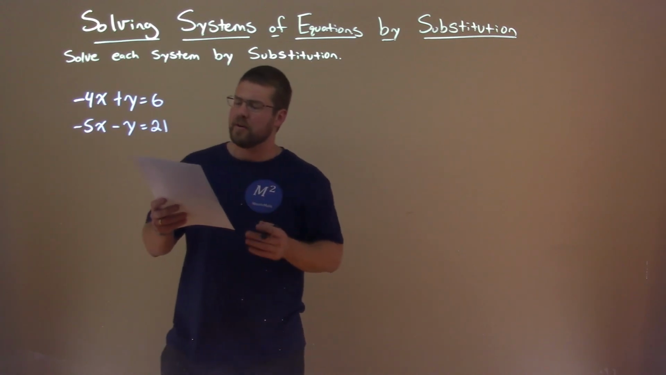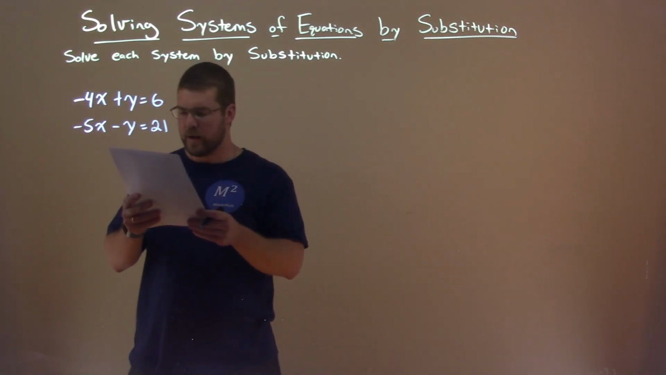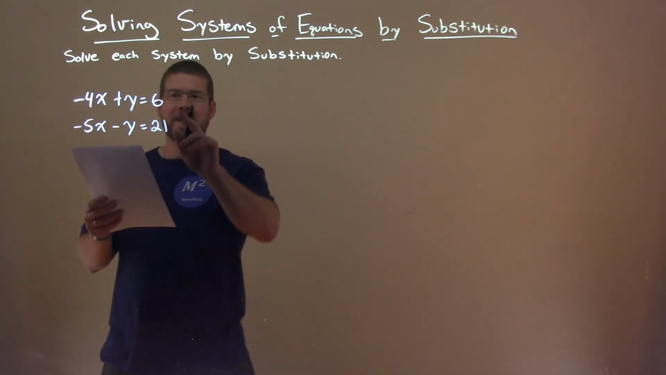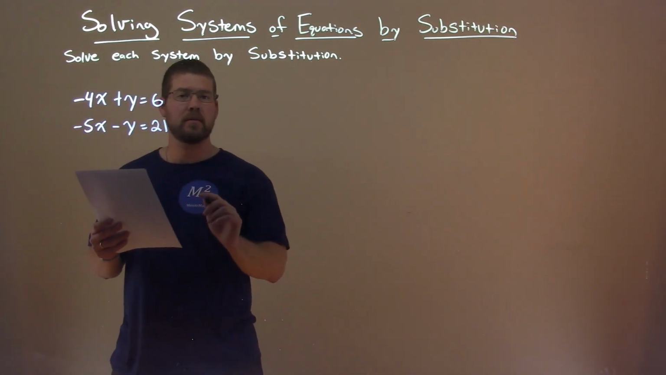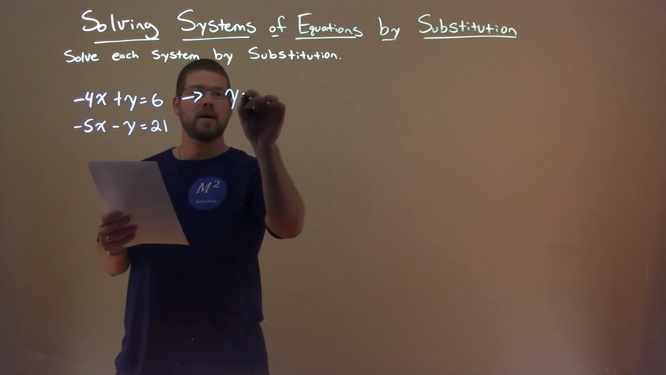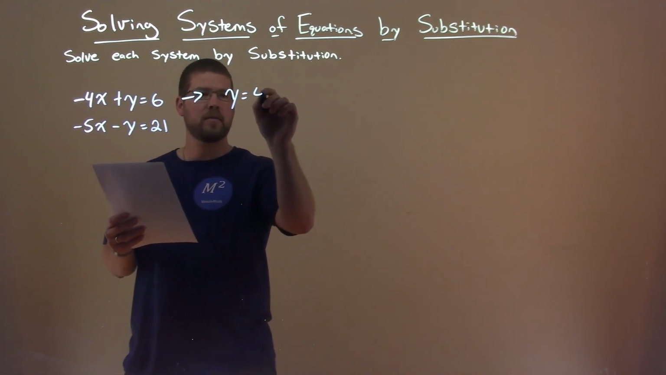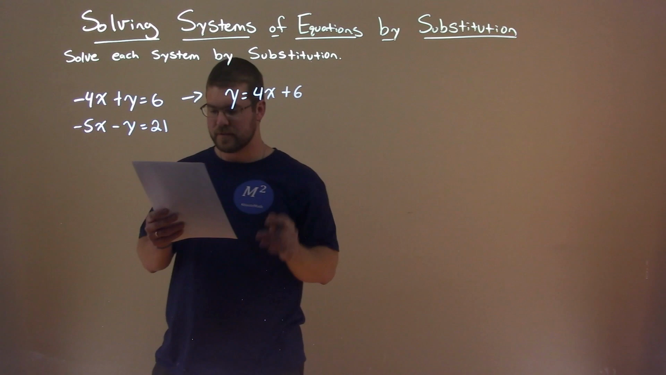Well, first thing here is, none of our equations have a variable by itself, but the first one I can easily get y by itself. To do that, I add 4x to both sides. So that gives us here y equals positive 4x plus 6.